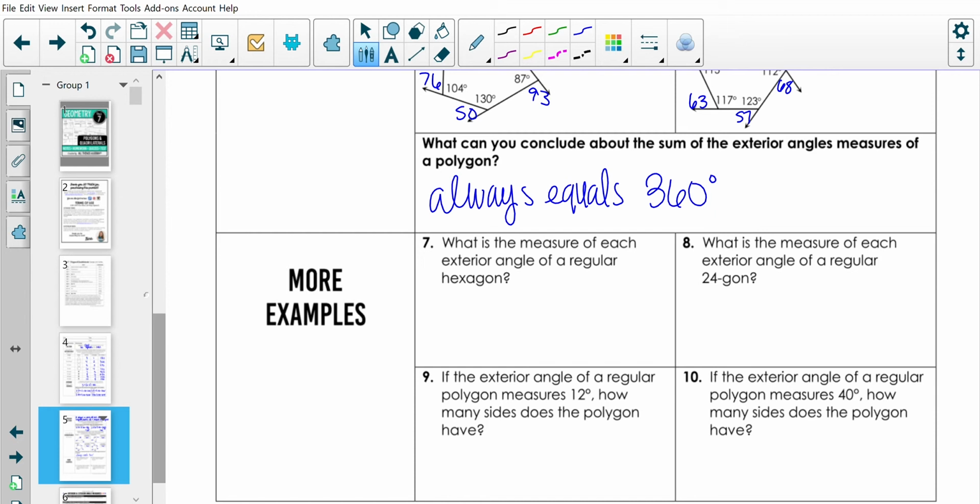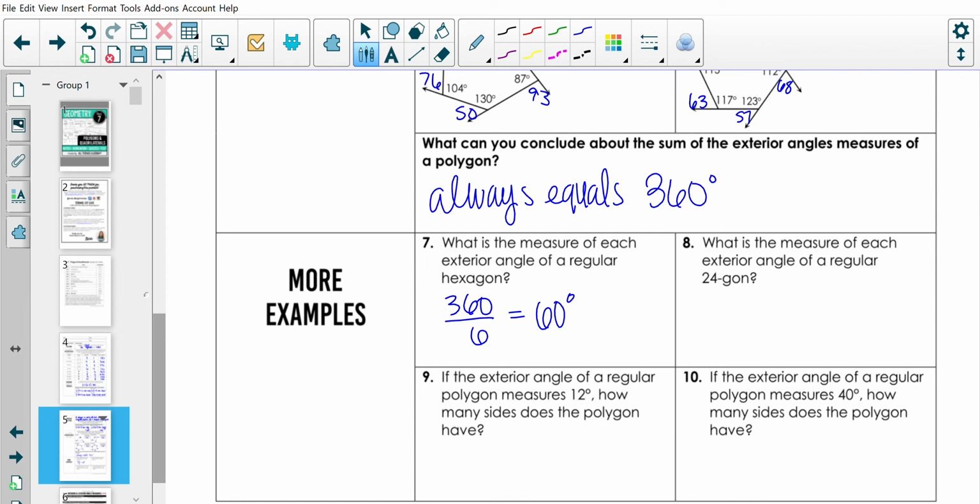All right, what is the measure of each exterior angle of a regular hexagon? So, what do we know that the measure of the exterior angles of all shapes equals? How many sides does a hexagon have? What should we do to figure out what they are going to be? 360 divided by 6. And you will get 60. That only works because it is a regular hexagon, so we know they will all be equal.